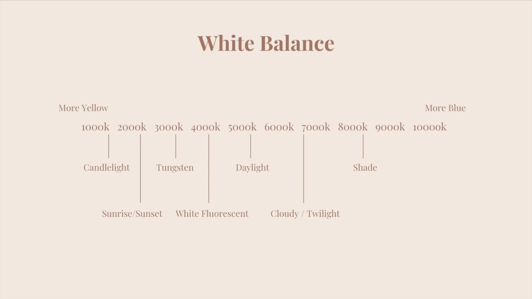So now moving on to white balance. This is a Kelvin scale. If we are on the left side, we are in a more yellow white balance, and if we move to the right, we are in a more blue white balance. If we are, for example, shooting in shade, our white balance should be around 8,000 Kelvin. If we are shooting candlelight, our white balance should be around 1,000 Kelvin.